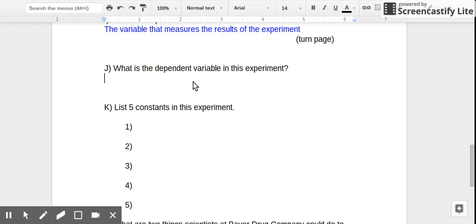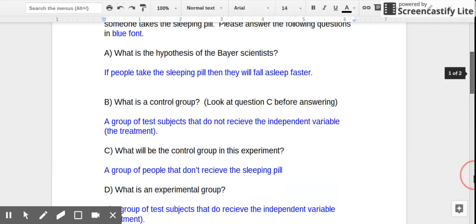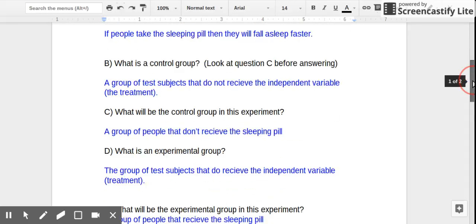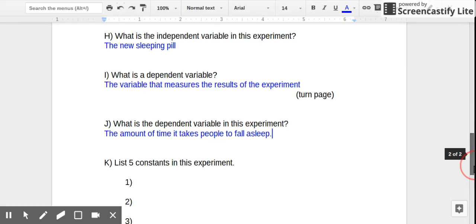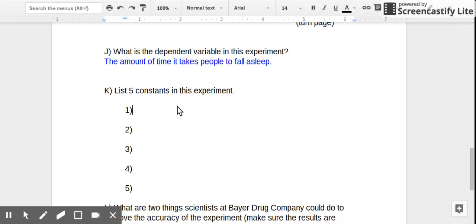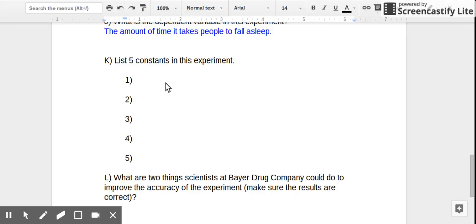What is the dependent variable in this experiment? We go back to our example: what are we trying to measure as our results? It's that they will fall asleep faster, right? But that's not entirely measurable, so we're going to say the amount of time it takes people in the experiment to fall asleep. So they're going to compare the time it takes for the people who get the sleeping pill to fall asleep to the people who don't get the sleeping pill, right? In order for us to see that it works, we'd have to see that the people in the experimental group fell asleep faster.